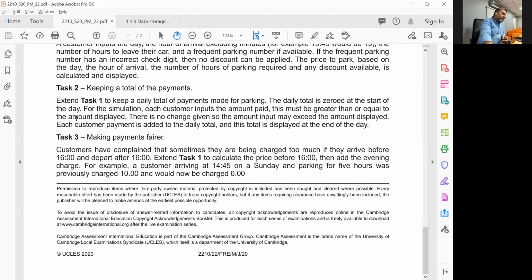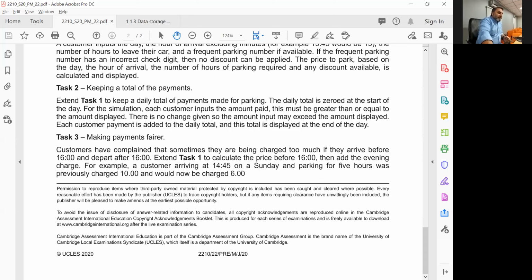I'll show it when I'll be technically discussing it. For the simulation, each customer inputs the amount paid. In task 1, we saw that there was a price calculated, and then we will ask the customer to enter the amount. The amount which is being entered by the customer should be greater than or equal to the amount displayed. So we finished task 1 until the amount was displayed, but now we will be extending it and asking our user to enter the payment.